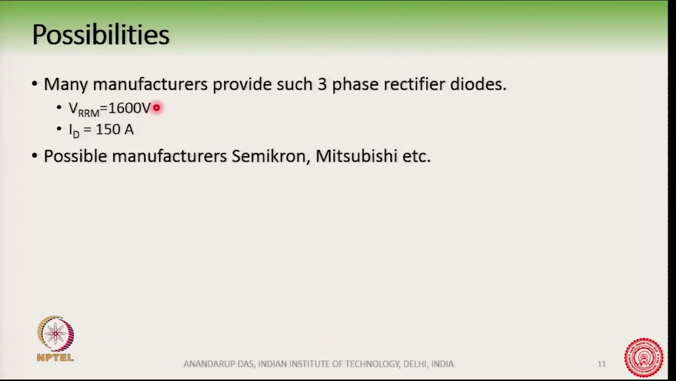And then with this VRM and ID, you can see many manufacturers offering 1600 volt and 150 ampere ratings. Semikron, Mitsubishi, Infineon, ST, and there are many other manufacturers. You can just have a look into the websites.